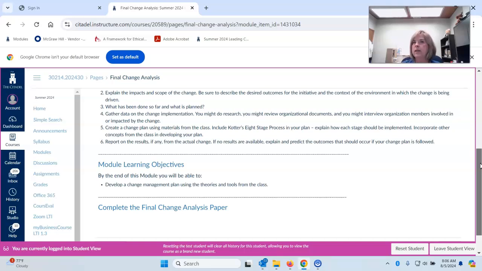So you can use a failed change or a successful change, or you can use one in progress, or one your organization's doing. Tell me what happened. Report on the outcomes. If no results are available, but it's still in progress, or it's a future change, predict what should happen if your change plan is followed.